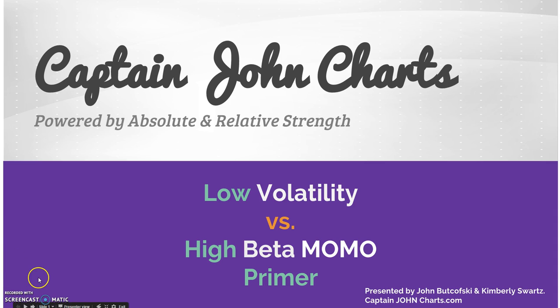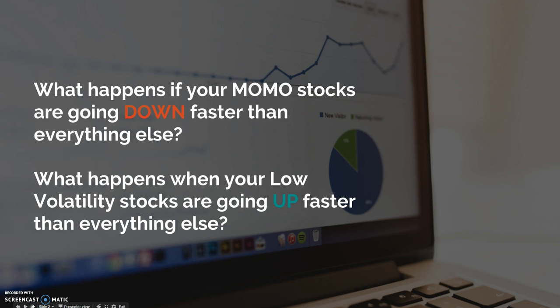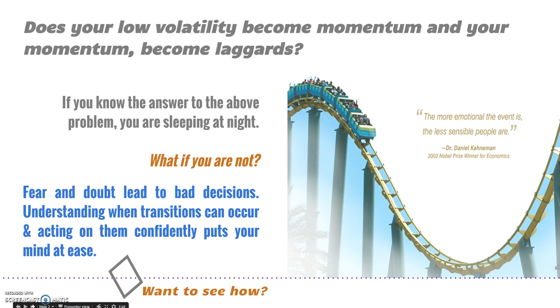Now, let's go on to our low volatility versus high beta Momo primer. I'm going to turn this over to John. So, thanks, Kim. So what happens if your Momo stocks are going down faster all of a sudden than anything else? Well, what happens when your low volatility stocks are going up faster than anything else? That's the question, Kim. Does your low volatility become momentum and your momentum become laggards?